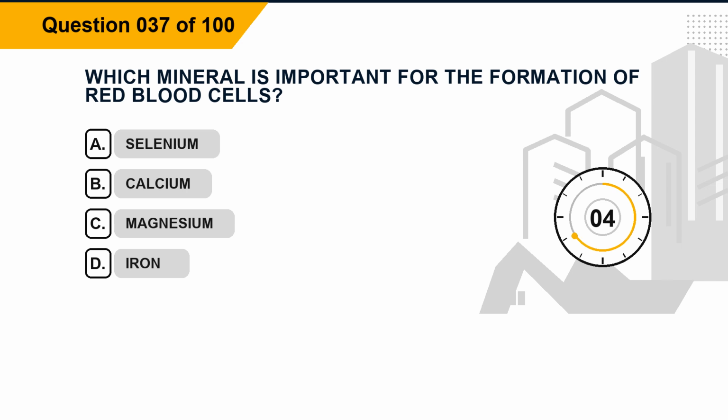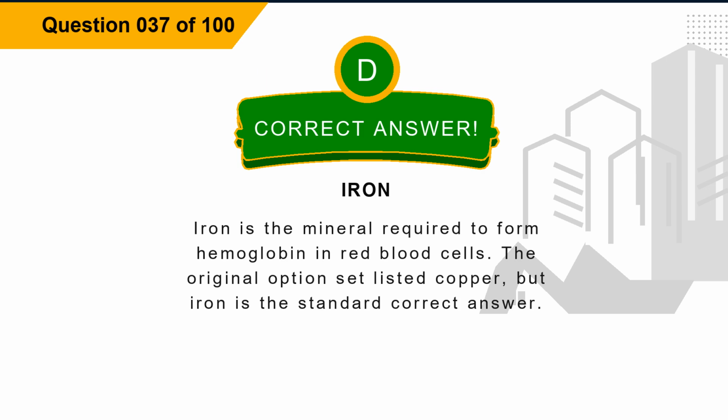Option B, calcium. Option C, magnesium. Option D, iron. The correct answer is option D, iron. Explanation. Iron is the mineral required to form hemoglobin in red blood cells. The original option set listed copper, but iron is the standard correct answer.